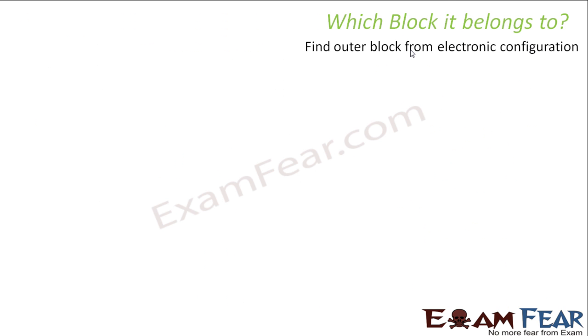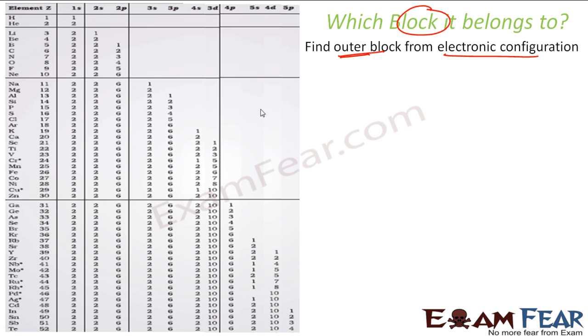Now understand that from the electronic configuration itself, we can tell which block an element belongs to. How? The outermost electron will tell you which block it belongs to. For example, I have these subshells: 1s, 2s, 2p, 3s, 3p, 4s, 3d, 4p. This is the increasing order of subshell energy.